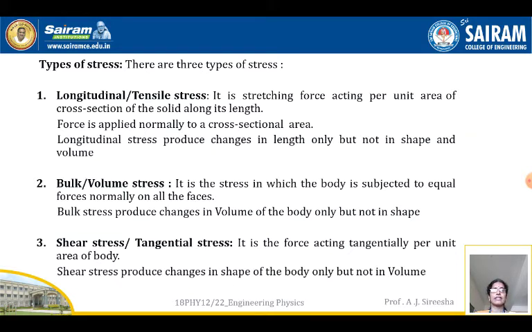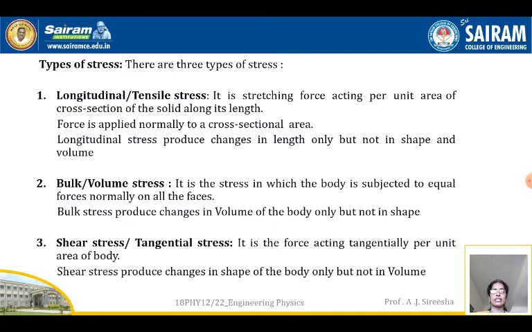This longitudinal or tensile stress is nothing but a force acting per unit area of cross section of a solid along its length. If you are applying the force along its length, then it is called a longitudinal or tensile stress. Force is applied normal to the cross sectional area. Longitudinal stress produces a change in the length but not in its shape and volume. Example, a rubber band.